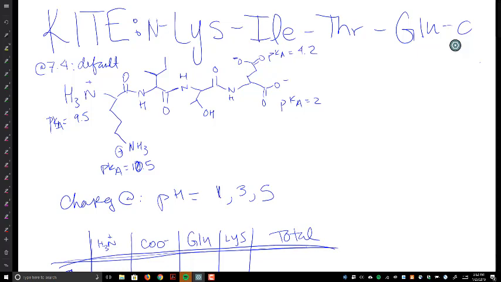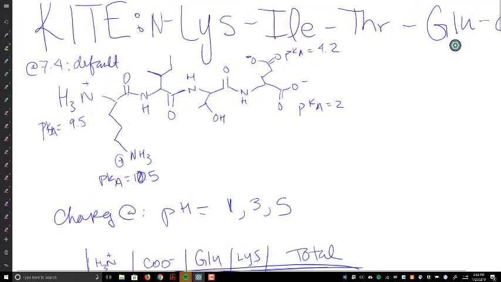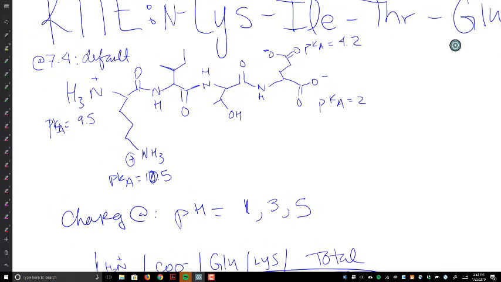Now, if I'm ever telling you to draw a protein or a peptide, you can always default to 7.4, physiological pH, unless I tell you otherwise. So I would start by drawing out this peptide at 7.4, just because that's my default. And so we can see here we've drawn all the side chains in. The N-terminal amine is protonated because the pKa of 9.5 is greater than the pH, or the pH is less than the pKa.